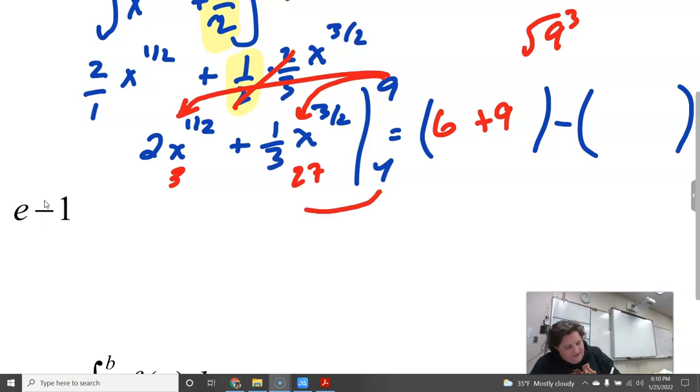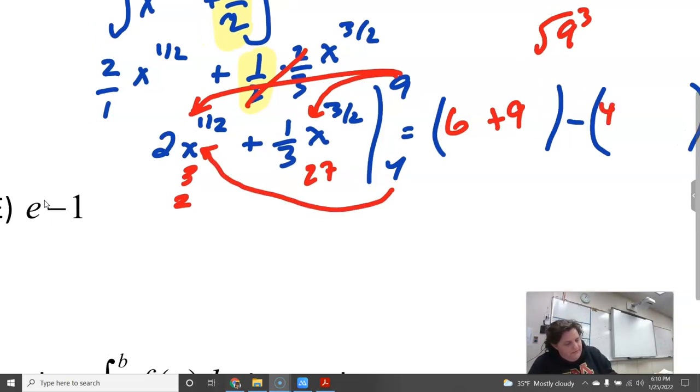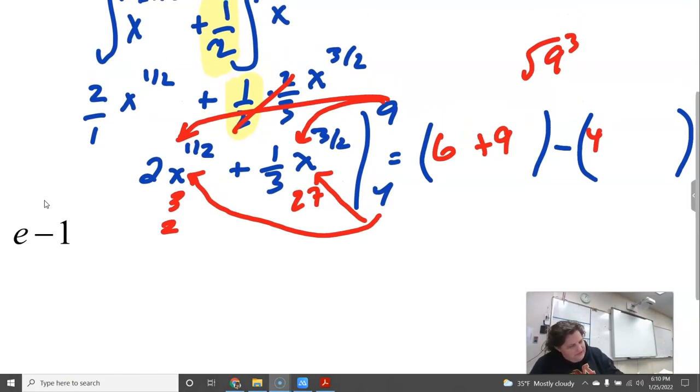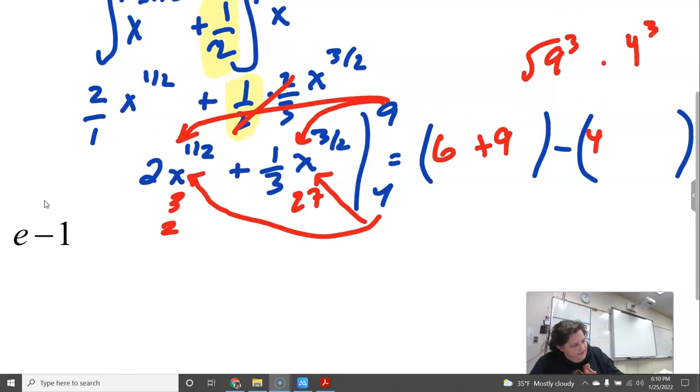If I plug in 4, the square root of 4 is 2. 2 times 2 is 4. And if I plug in 4, oh gosh, let's see here. 4 to the 3/2. The square root of 4 is 2, to the third is 8. And then 1/3, so that's 8/3. So that's not the best, but okay.